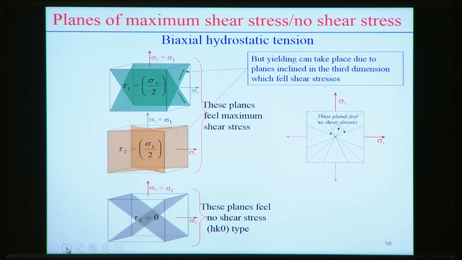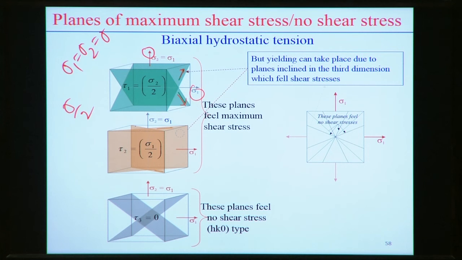Similarly, let us look at the planes of maximum shear stress or no shear stress when it is subjected to biaxial hydrostatic tension. If you look at biaxial tension, say sigma 1 along this axis, another principal stress exists, sigma 2, but here sigma 1 equal to sigma 2. In this situation, the maximum shear stress produced is sigma 2 by 2, or maybe I can say sigma by 2, where sigma 1 equal to sigma 2 equal to sigma, for example. Then this maximum shear stress exists on two corresponding planes, highlighted here.